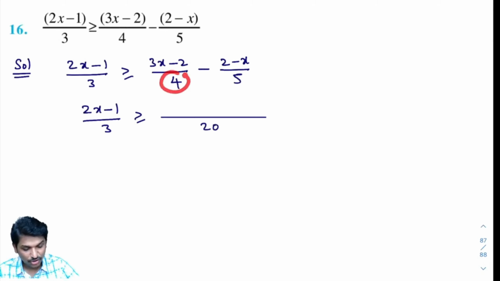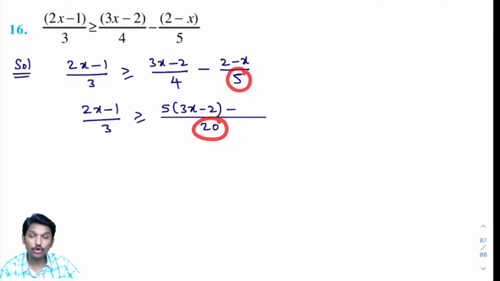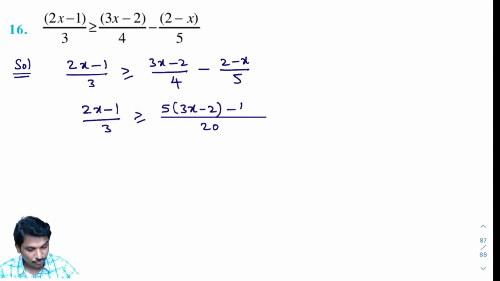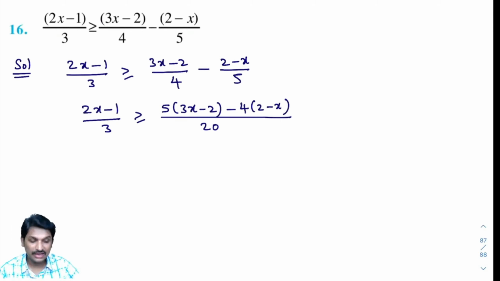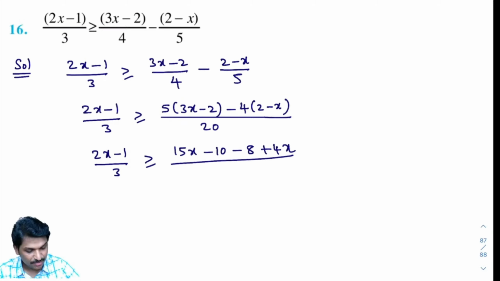And now this 4 in this 20, 5 times. What will you get? 5 into 3x minus 2, minus, 5 in this 20, 4 times. So 4 into 2 minus x. Here again I'll try to simplify this part. 2x minus 1 divided by 3 is greater than or equal to, you just simplify this part, what you will get, 15x minus 10 minus 8 plus 4x divided by 20.